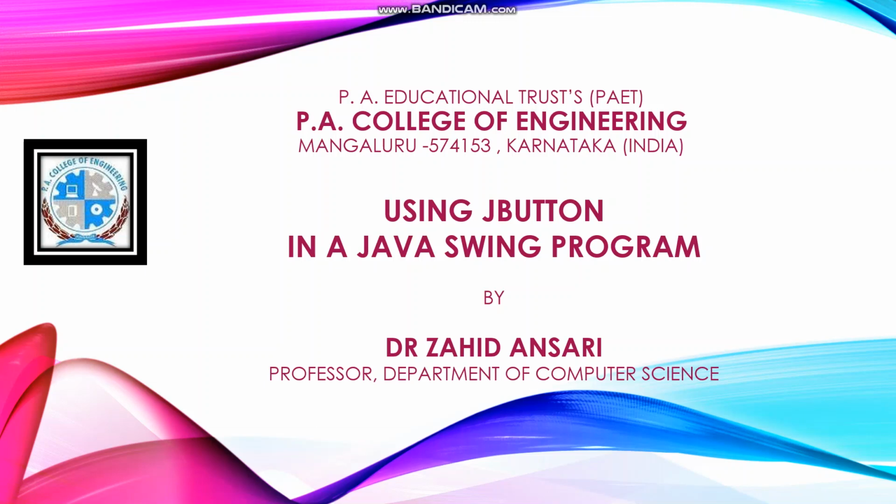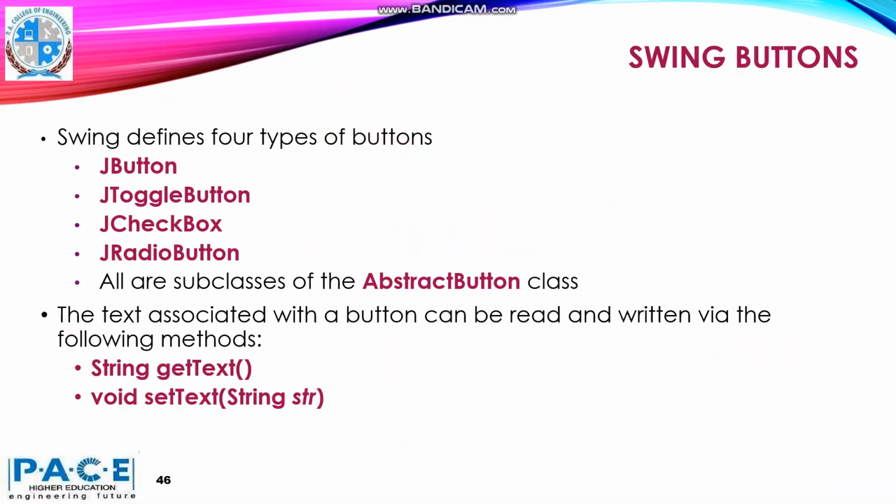In this video, I'll be discussing how to use JButton in a Java Swing program. Swing provides four types of buttons: JButton, JToggleButton, JCheckBox, and JRadioButton. All these are subclasses of the AbstractButton class. The text associated with these buttons we can get by calling the getText method, and we can also set the text to be displayed on the button by the setText method.